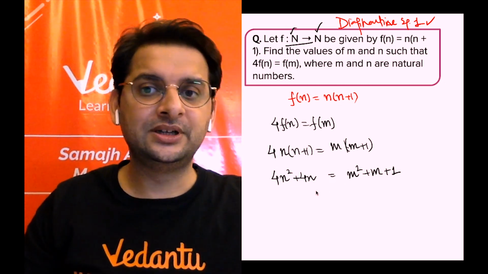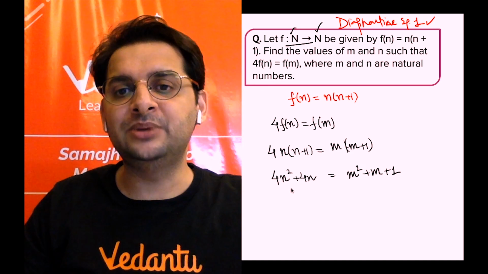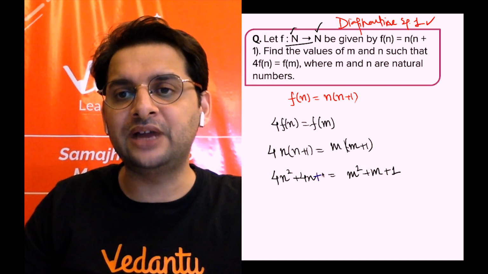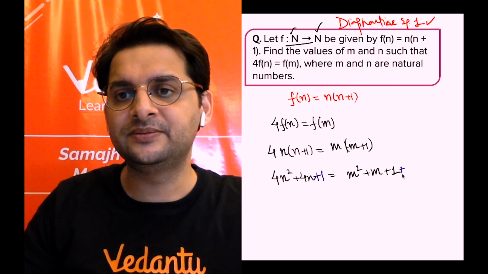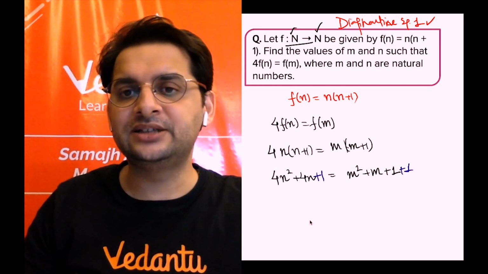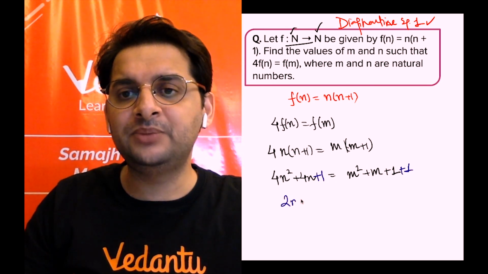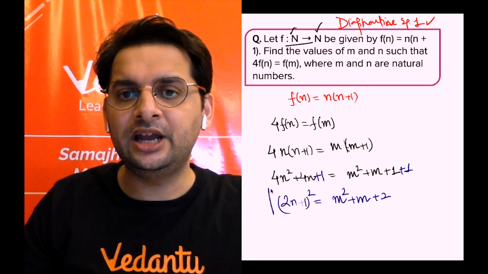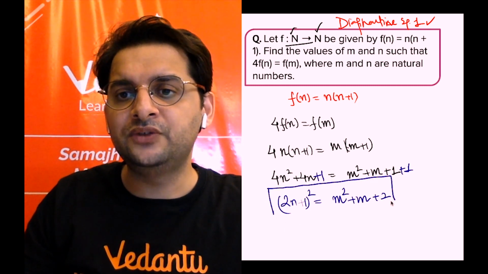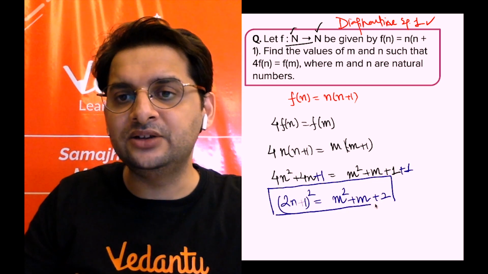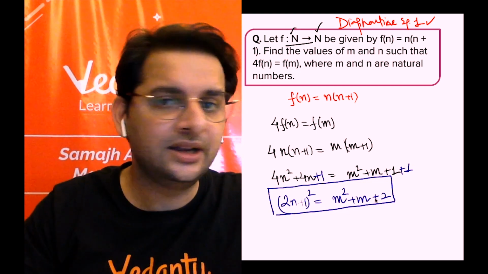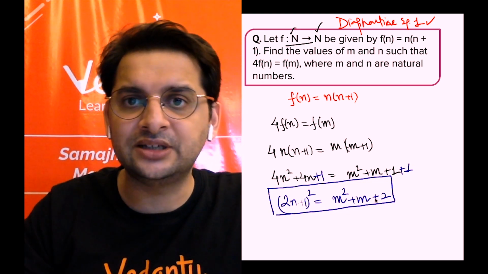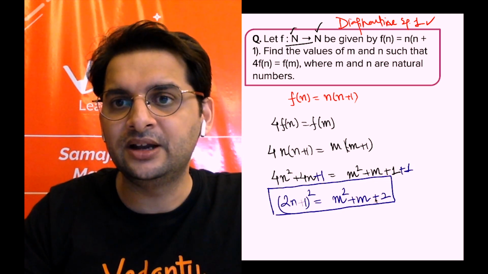So how do we do this? We try to minimize the variables. So in n square plus n, we try to complete the square. So add 1 on both the sides. So we have 2n plus 1 whole square is equal to m square plus m plus 1. So we need to find the integral solutions of this equation. How do I do this?